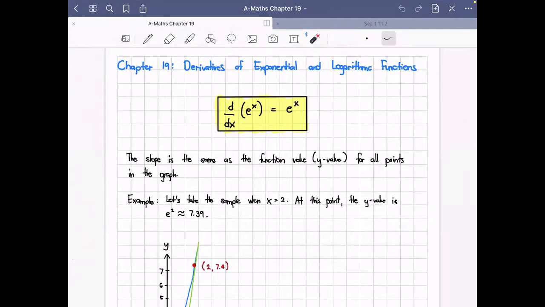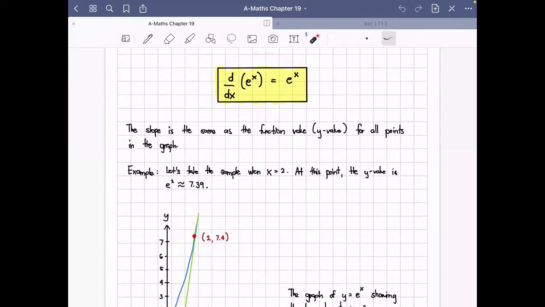Okay, so the derivative of an exponential function is equal to the exponential function itself. It didn't change. There's no change there. Okay, why? Let me explain that. Why is the derivative of an exponential function still the same thing? Okay, now the slope is the same as the function.